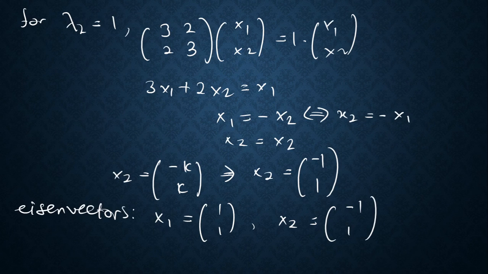For lambda 2 equals 1, we have to do it again, except the lambda is now equal to 1. We just choose one of the equations, 3x1 plus 2x2 equals x1, and then we'll eventually find the relationship of x1 equals negative x2, or x2 is negative x1, which is the preferred way because we want to express x2. S2 is trivial, so x2 is expressed as negative k, or x2 is negative 1, 1.